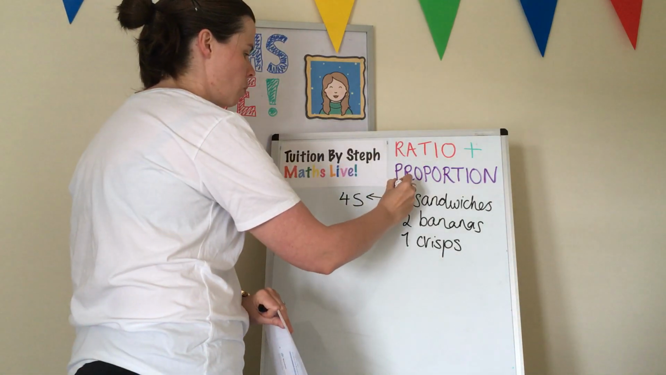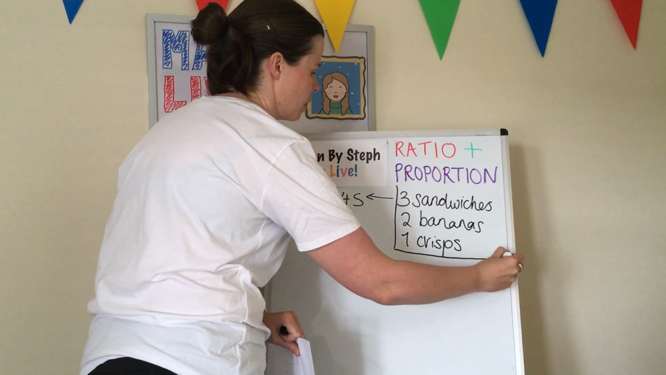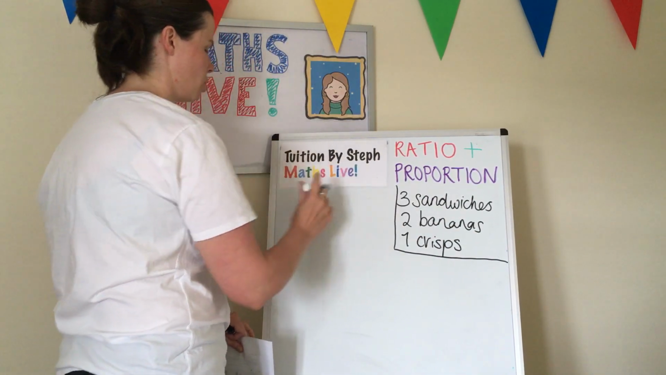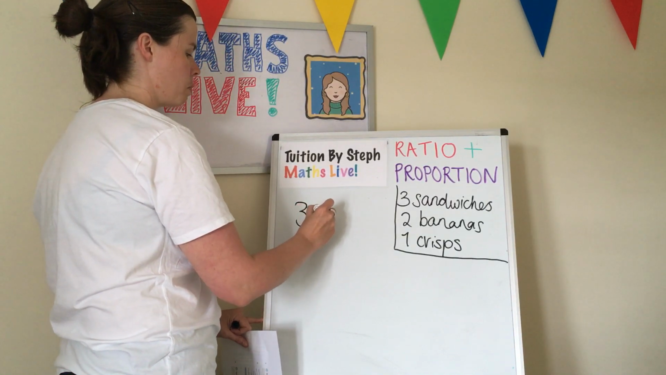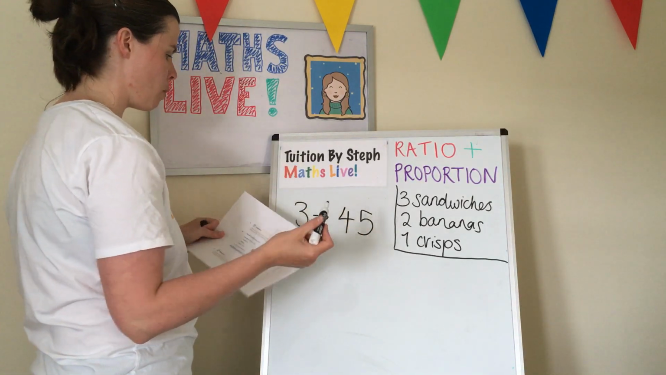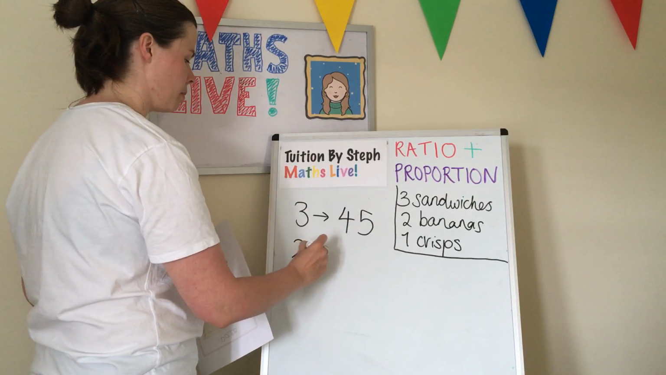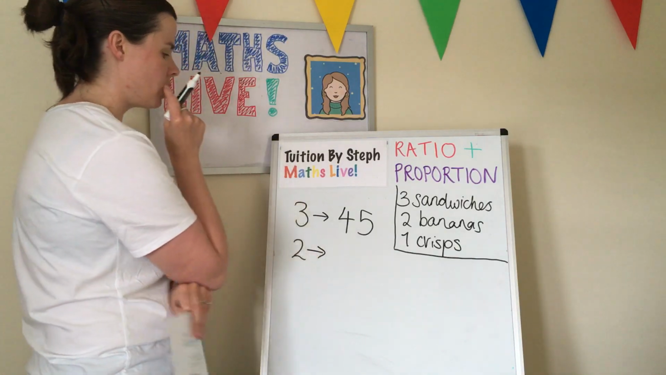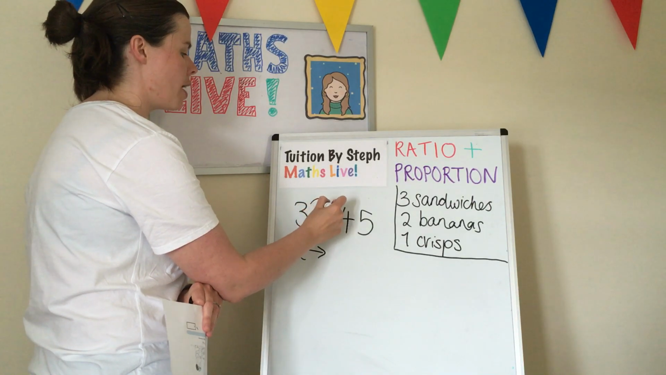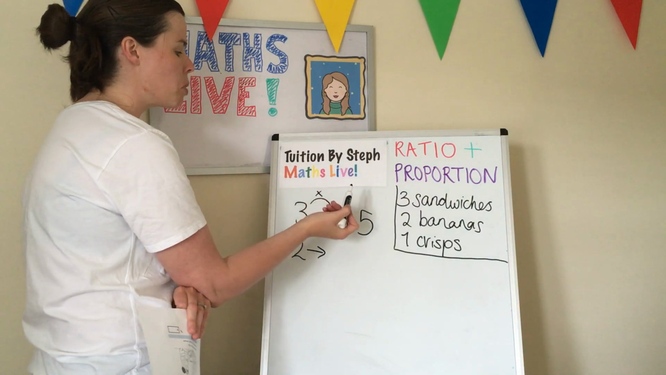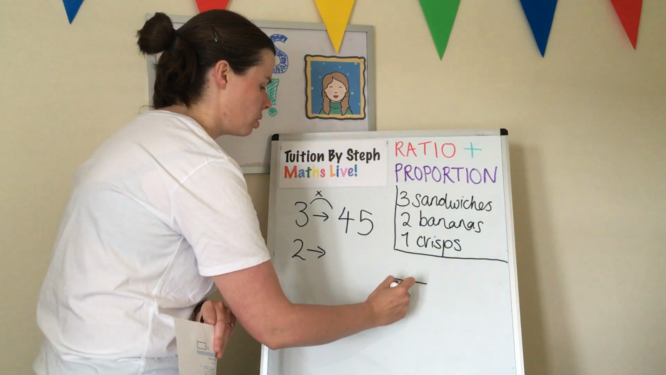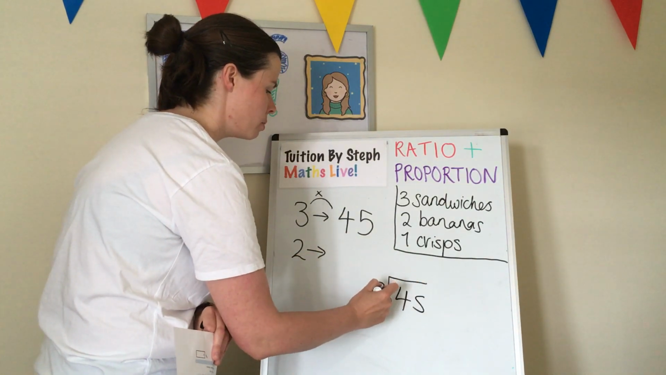Right, so this is what is for each person. Okay? And we are then told that there's 45 sandwiches. So 3 becomes 45. And then we need to know what the bananas become. Okay? So you think, right, what do I do to 3 to make it into 45? How's the ratio changed? What have I multiplied it by to make it into 45? So let's divide 45 by 3. What's it been times by?